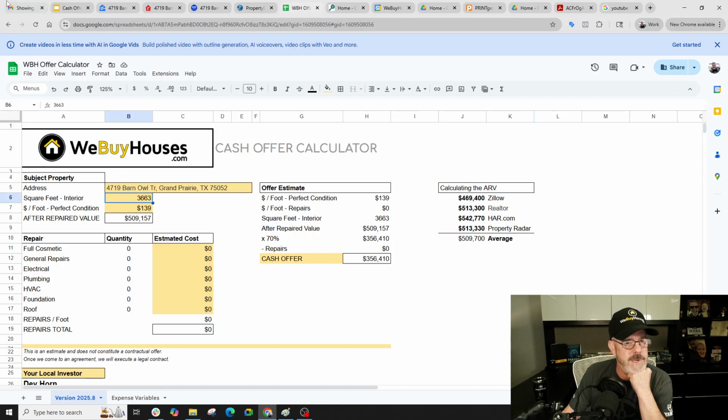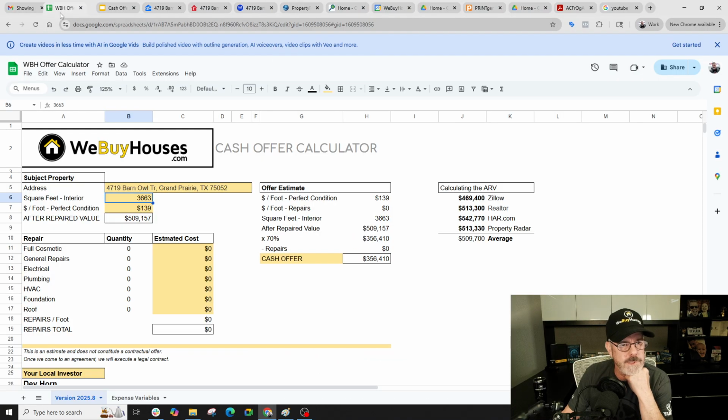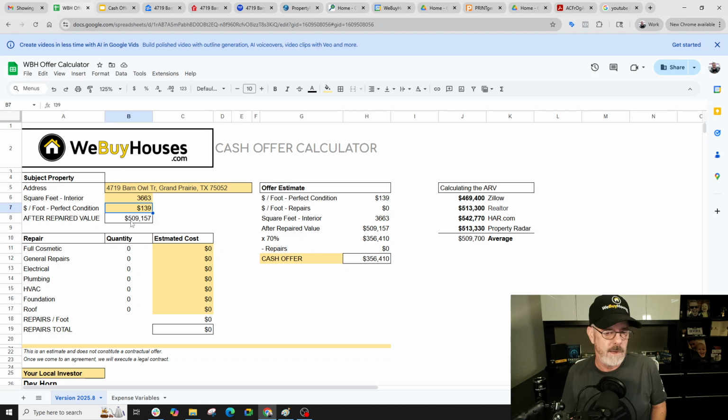I'm going with the 3,663 square feet. They've got 3,726, but it wasn't confirmed by our sources. And so we're going to go with 3,663. That gives us, at 509, $139 per square foot, which is not crazy, by the way. Here in Texas, it's pretty reasonable. It's just a very big house, so you get to a pretty big number. And so what does it need?